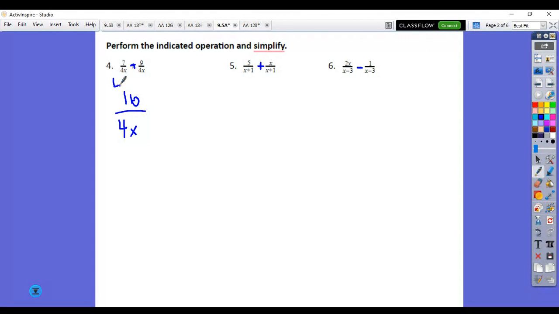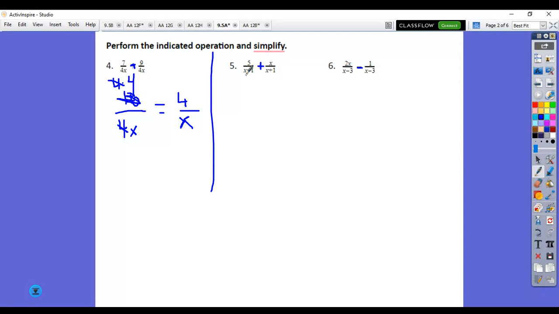Now, 16, the factors of 16, 4 and 4. So any factor from the top can cancel any common factor from the bottom. So my final answer should be 4 over x. So that's the tough part about add and subtract. Not only do you have to add and subtract, you should always check to see if your final answer is simplified.